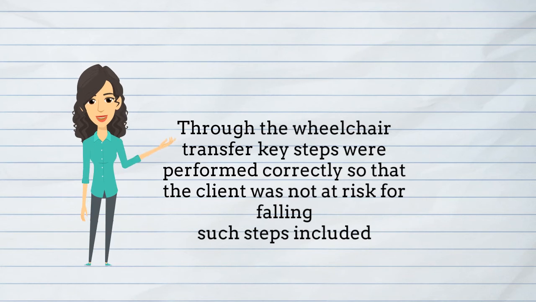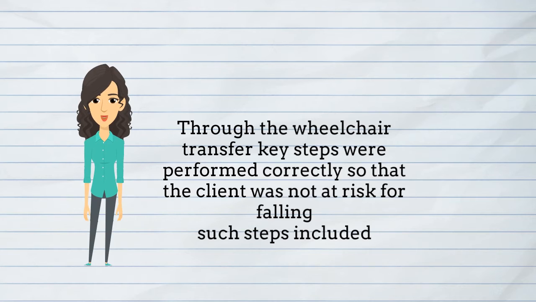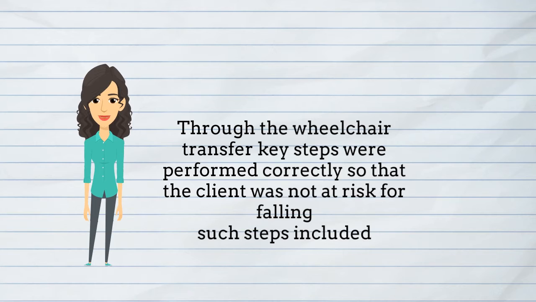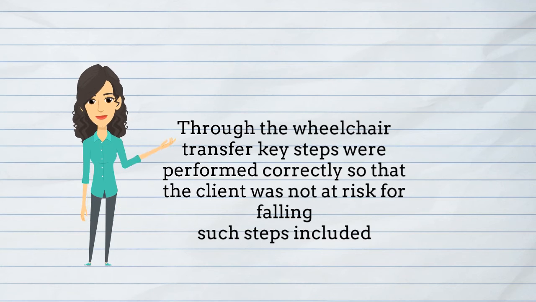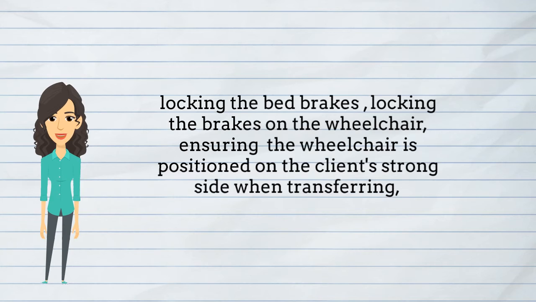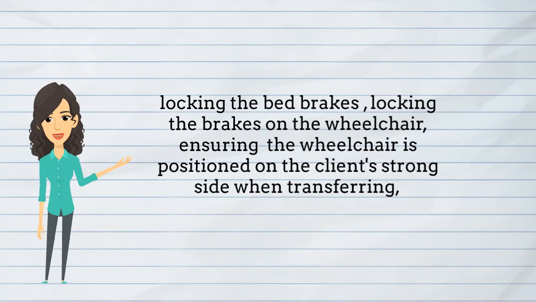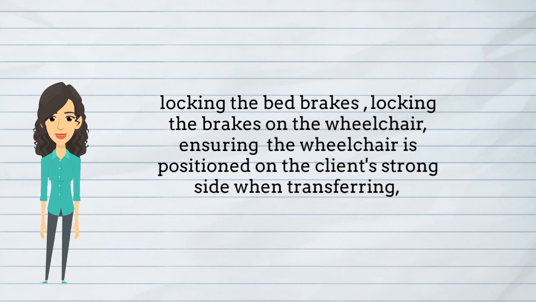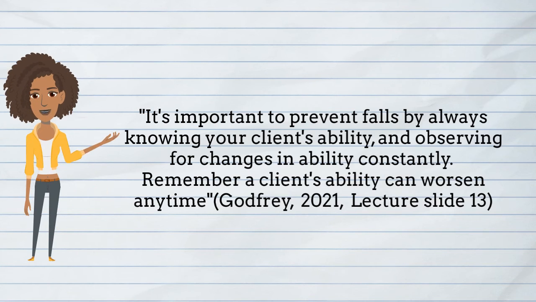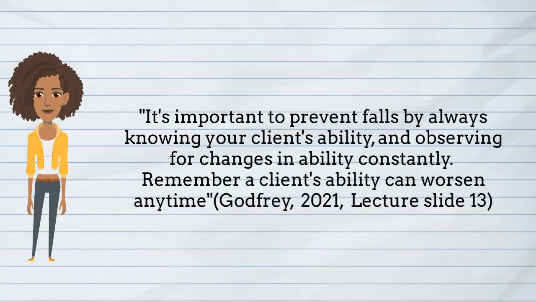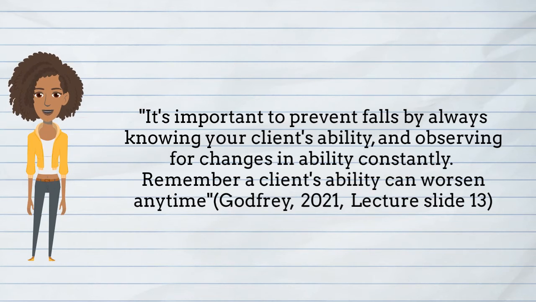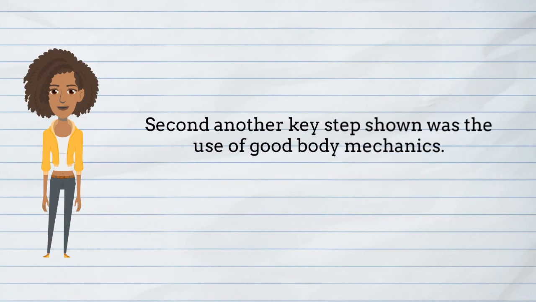Through the wheelchair transfer, key steps were performed correctly so that the client was not at risk for falling. Such steps included locking the bed brakes, locking the brakes on the wheelchair, and ensuring the wheelchair is positioned on the client's strong side when transferring. It's important to prevent falls by always knowing your client's ability and observing for changes in ability constantly. Remember, a client's ability can worsen anytime.